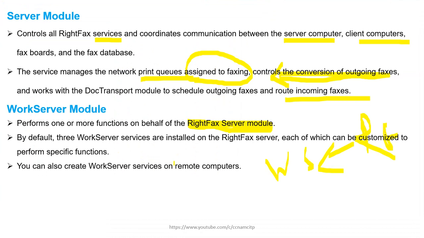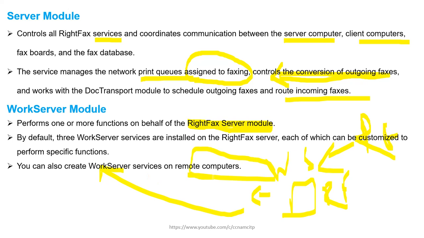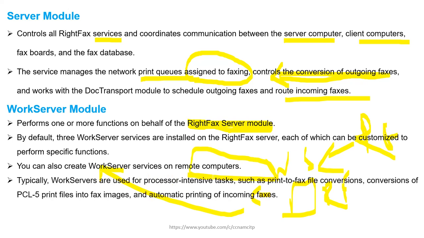You can also create work server service on remote computers. Remote computers means, for example, this is your RightFax server, and you can use another server for the work server. You can configure this service on another server. That is why it is called a remote computer. Typically work servers are used for processor intensive tasks such as print to fax file conversion, conversion of PCL print files into fax images, and automatic printing of incoming faxes. So these are the typical works of a work server.